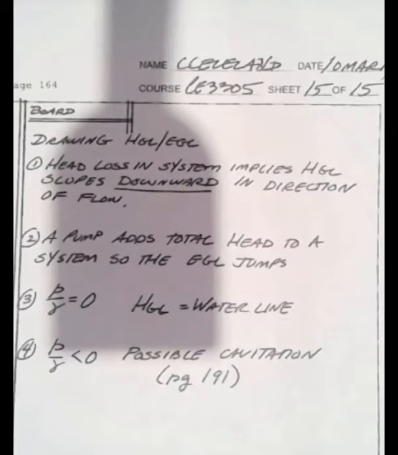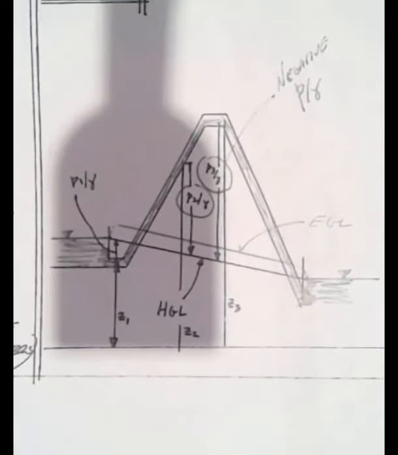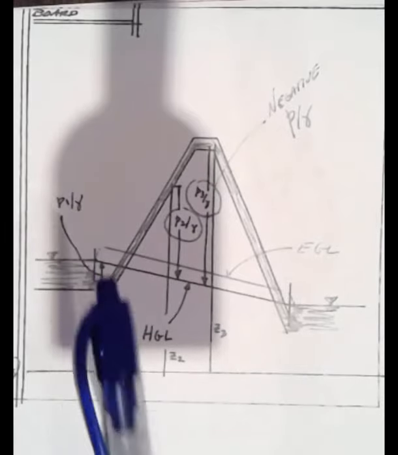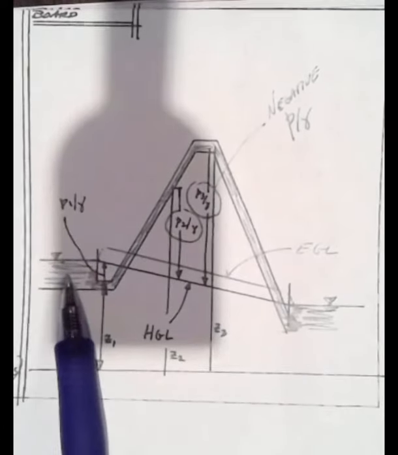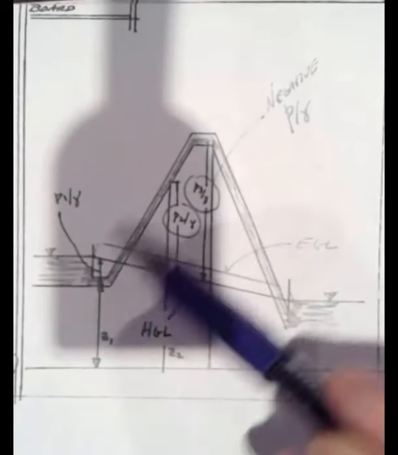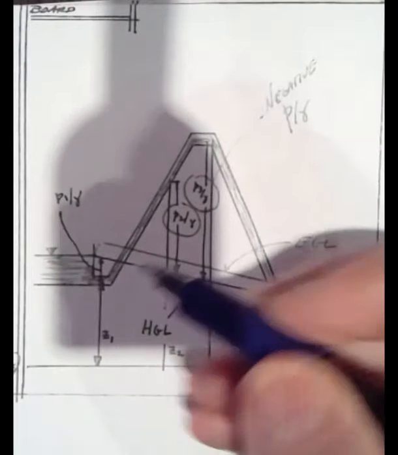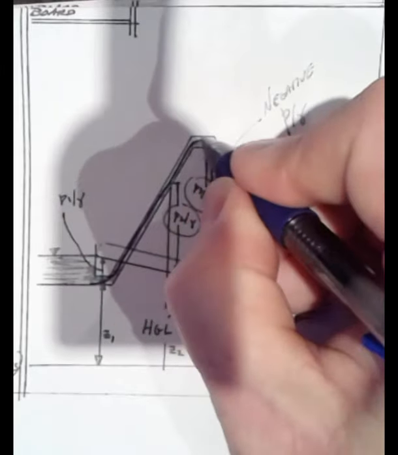P over gamma equals 0. When that happens, the hydraulic grade line is where the water surface is. If P over gamma is less than 0, we have a case of possible cavitation. So negative pressure heads can exist, they're not desirable. Here's a contrived example to show where that might happen. Imagine if we had a reservoir here and here, and we're doing a siphon to transfer water from the upper reservoir to the lower reservoir. This is the path that the pipeline takes.